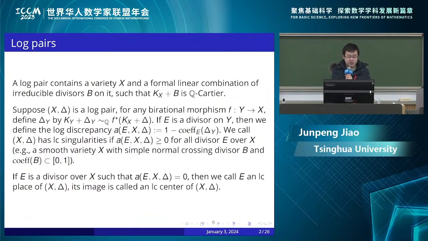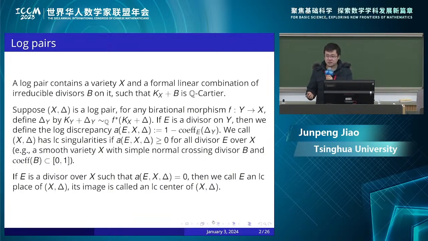In particular, if E is a divisor over X such that the discrepancy is 0, then we call E an LC place, and its image is called an LC center of (X, Δ). The class of all log pairs is known as the log category, and the term "log" seems to derive from the differential forms with logarithmic singularities.